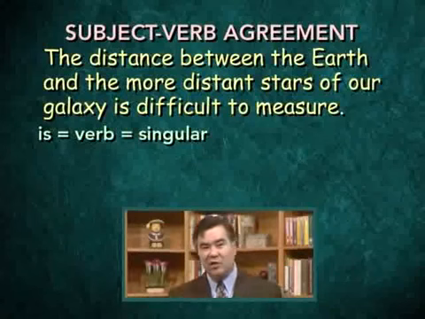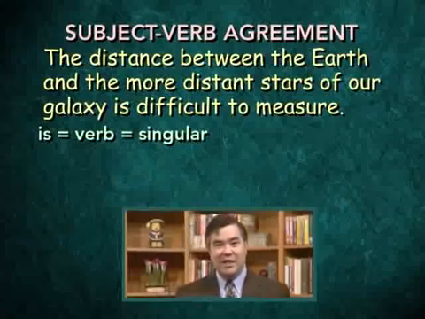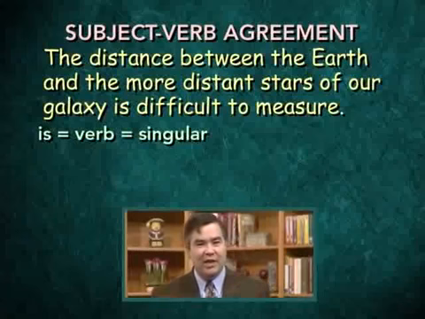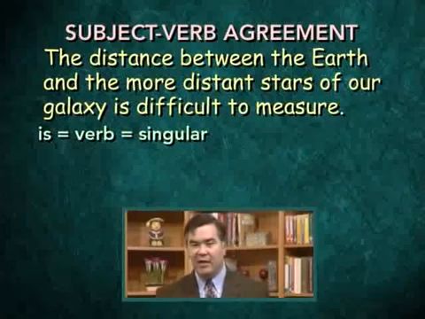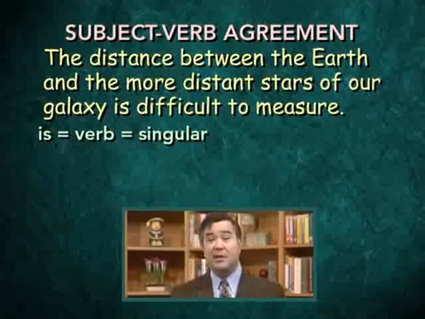What is it that's difficult to measure? Is it the distance? Is it the Earth? Is it the stars? Is it the galaxy? All of those are nouns, and any one of them could be the subject of the verb.